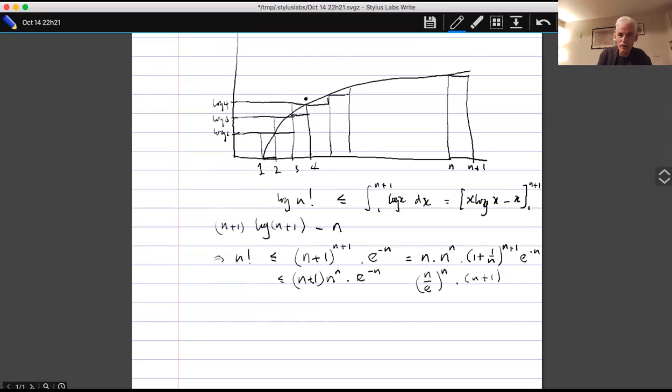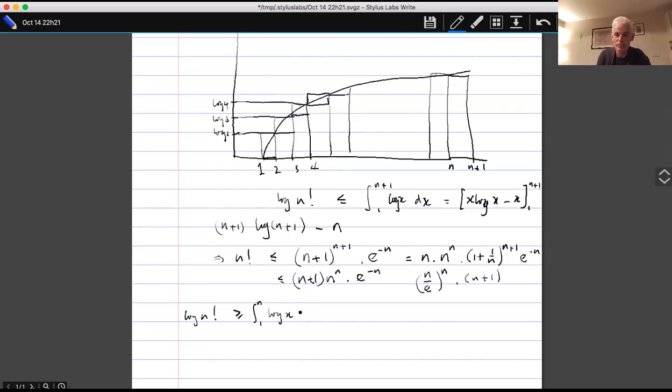Sorry, I've got an upper bound, so I now want a lower bound. I've now written something else with area log n factorial, because I've got log of 2 plus log of 3 plus all the way up to log of n. And so we get that log n factorial is greater than or equal to the integral from 1 to n of log x dx.